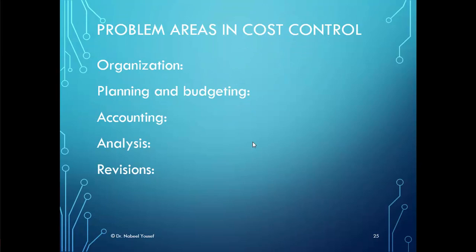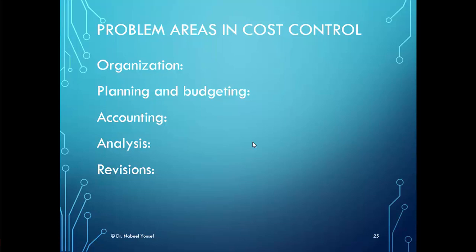The problem in cost control happens in the following areas. It could happen on the organizational level, such as inadequate work breakdown structure, poor work definition at working levels, lack of formal system procedures. It could happen also in the planning and budgeting areas, such as inadequate forward planning, over allocation of budget, poor integration of budget, schedule, and work authorization.